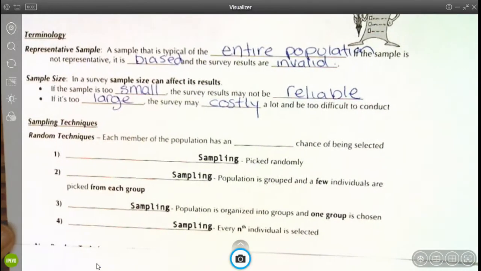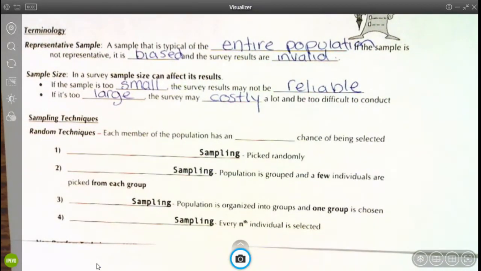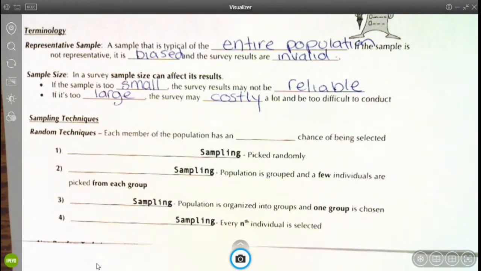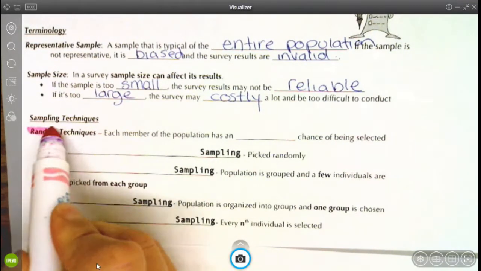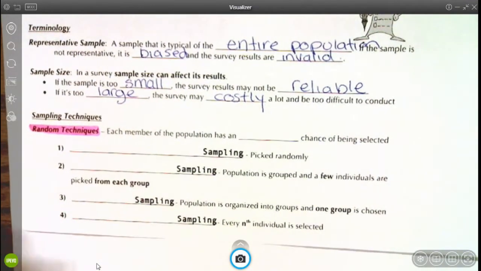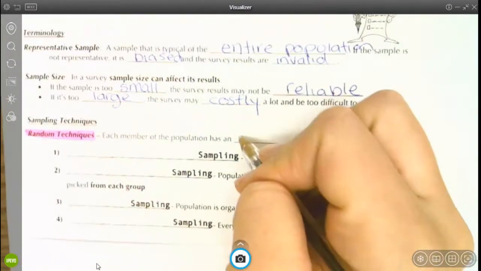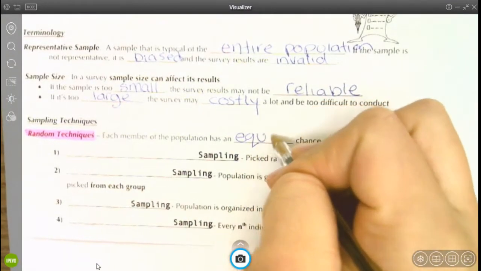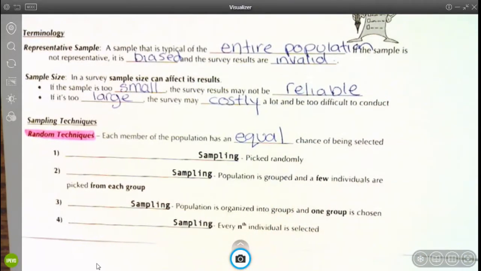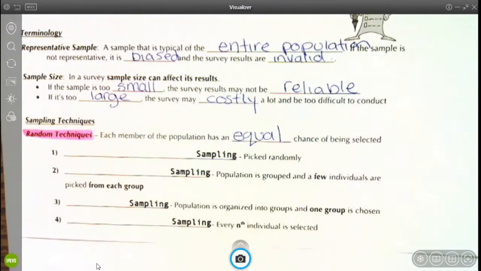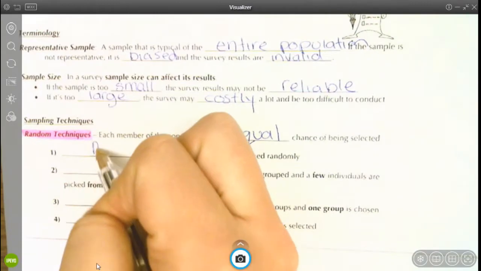So we're going to start with random sampling techniques. These 4 techniques that we're going to talk about are all random, meaning that each member of the population has an equal chance of being selected.